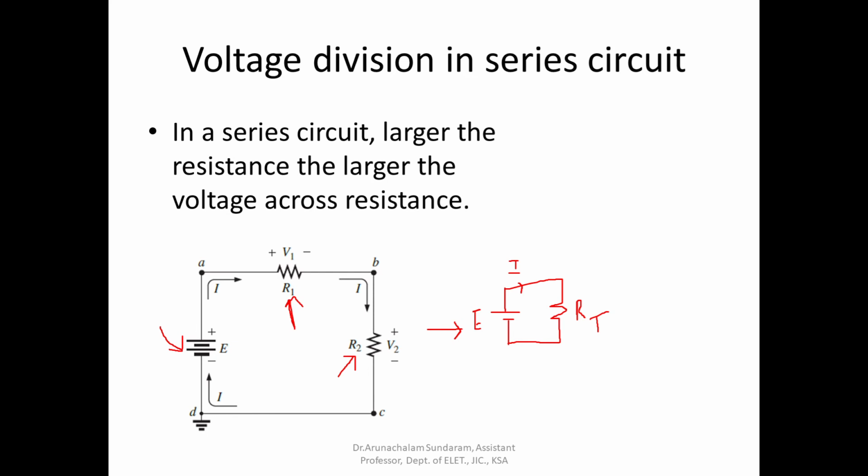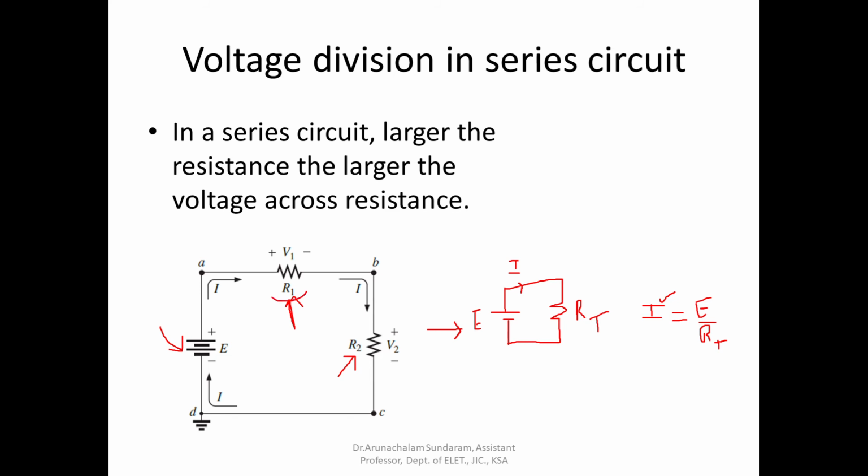So what is the formula for I? What do you get for I? I is equal to E by R total. This is the current. So this is how you normally solve the series circuit. Now you know the current. Now you know what is your current.